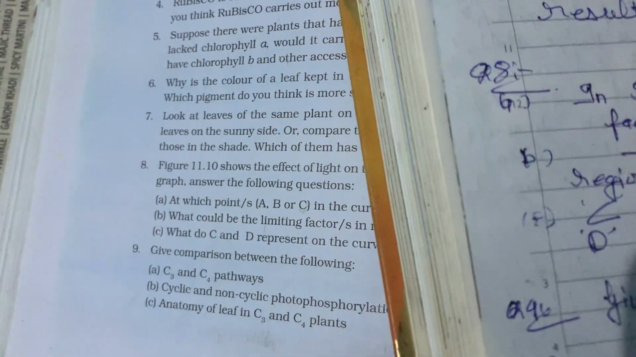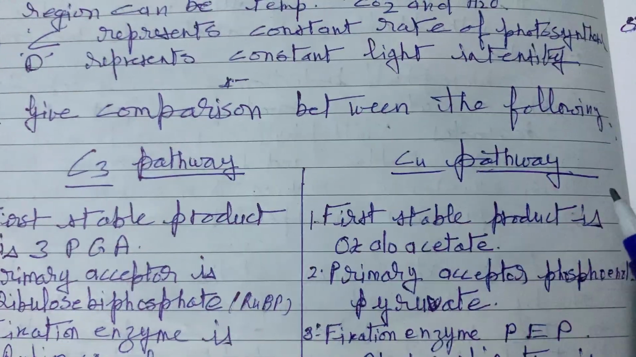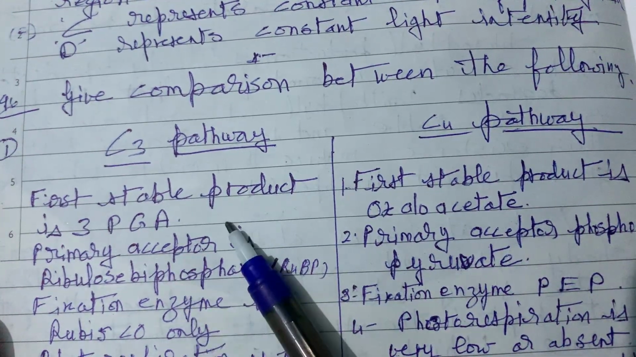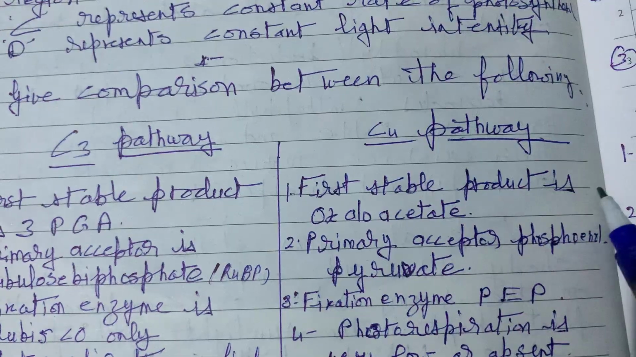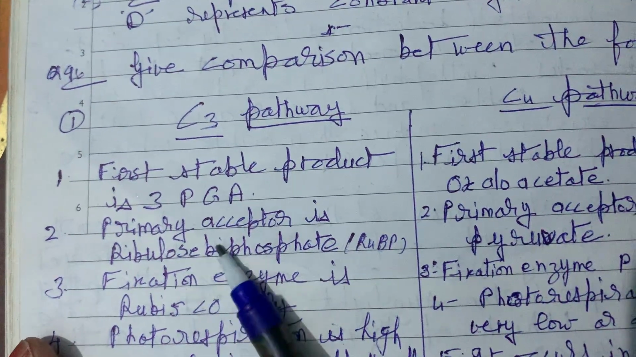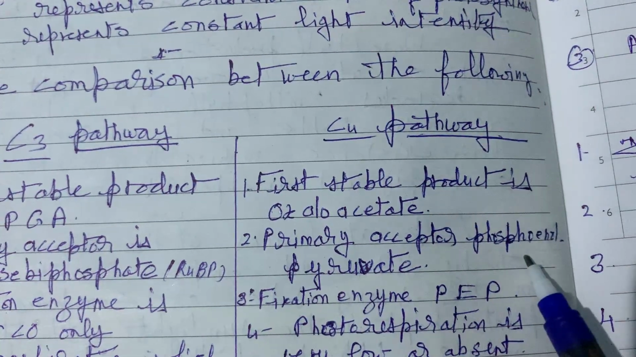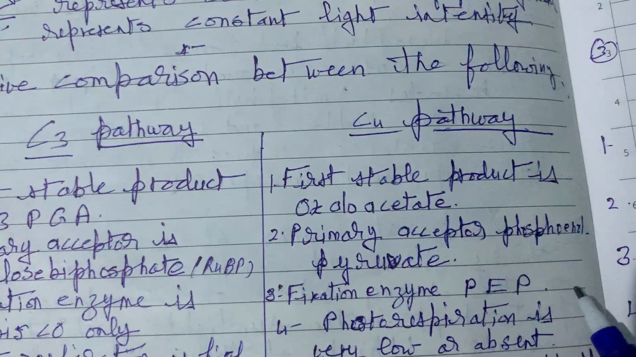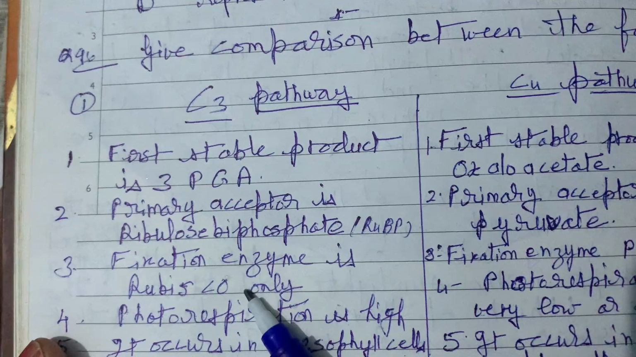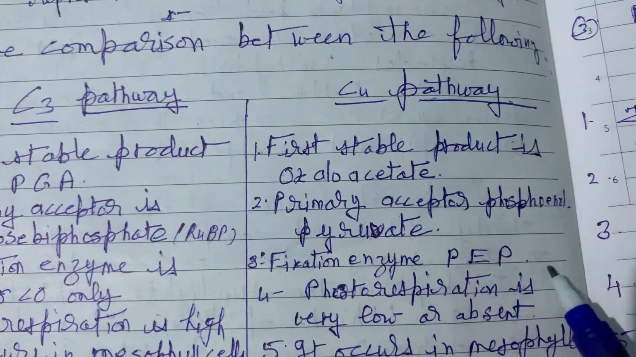Now the last question, give comparison between the following. Comparison between the C3 pathway and C4 pathway. In the C3 pathway, the first stable product is 3-phosphoglyceric acid. Here the first stable product is oxaloacetate. In the C3 pathway, the primary acceptor is ribulose bisphosphate, RuBP. Here the primary acceptor is phosphoenol pyruvate, that is PEP. Here the fixation enzyme is ribulose bisphosphate carboxylase oxygenase only. Here the fixation enzyme is phosphoenol pyruvate carboxylase.